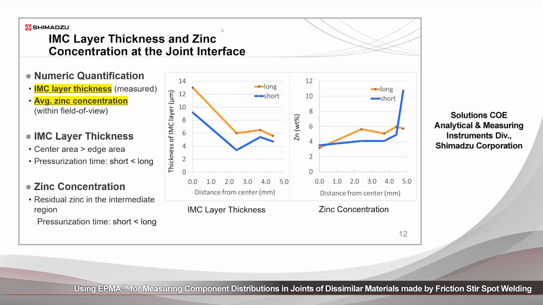Note that for the long duration time, the zinc weight percent is higher as compared to the short duration time, meaning that comparatively speaking, not as much zinc was discharged in the long welding process as compared to the short pressurization welding process.